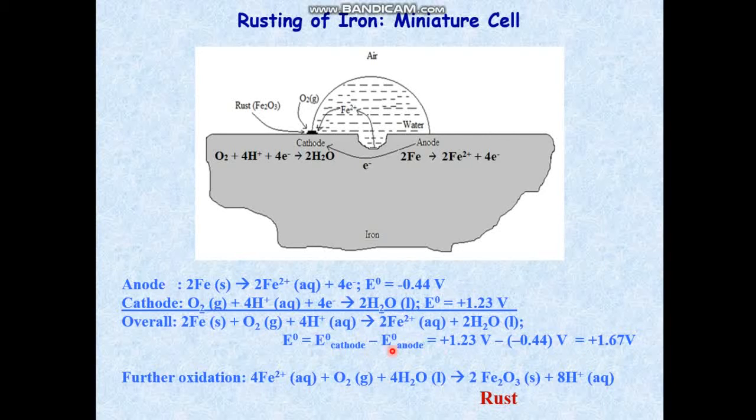Now this iron 2 plus ion further reacts with aerial oxygen in presence of water to produce Fe2O3. This is called rust. If it is FeO, then Fe2O3 plus FeO produce Fe3O4, which is called ferrosoferric oxide, which is also known as rust.